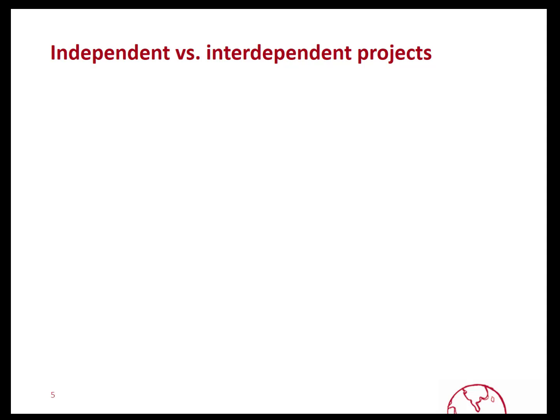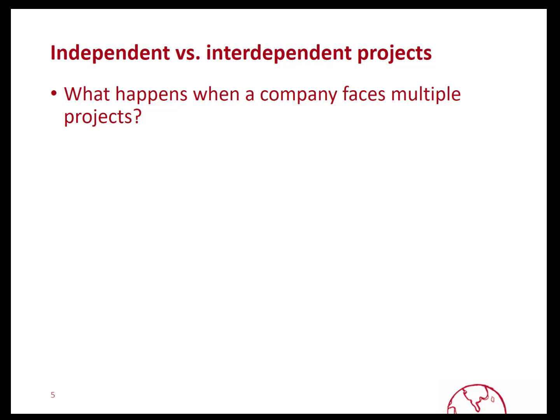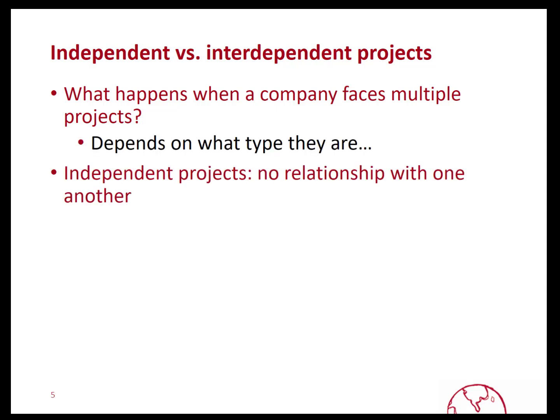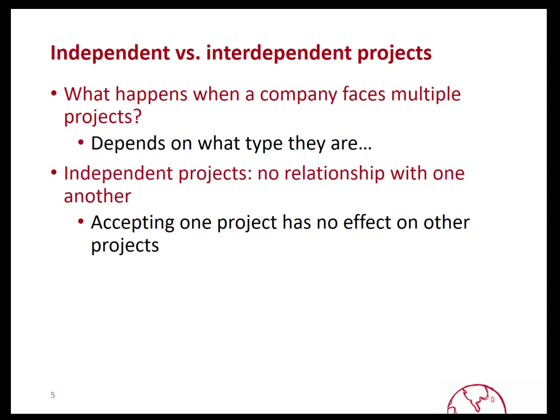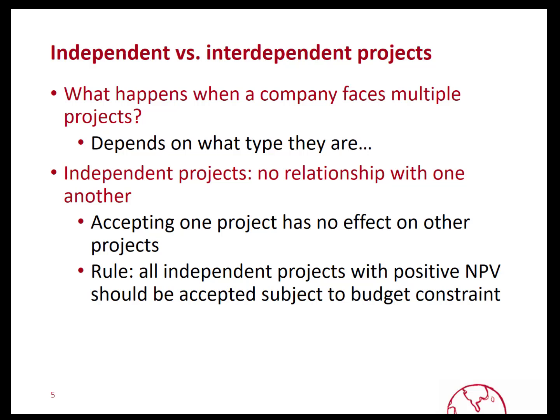Now what happens if you have multiple projects? Well, we have to look at some terminology. Projects may be independent or interdependent. Independent projects are ones that have no relationship with one another, which means that accepting one project will have no effect on whether you accept other projects. The rule in this case is that all independent projects with positive NPV should be accepted subject to the budget constraint.